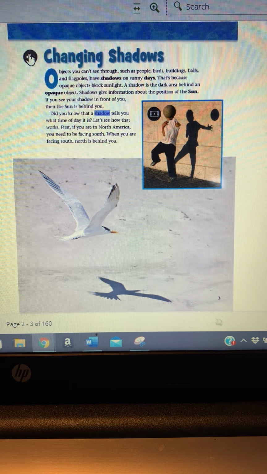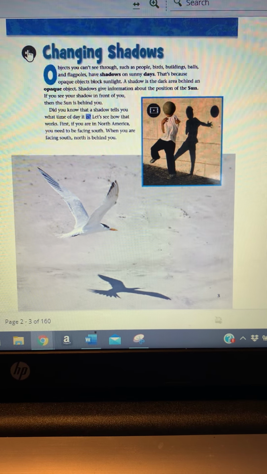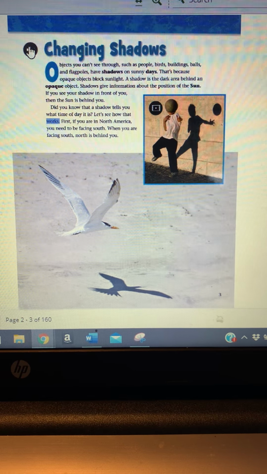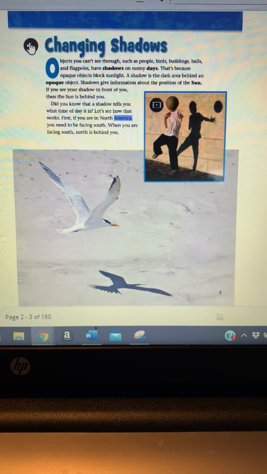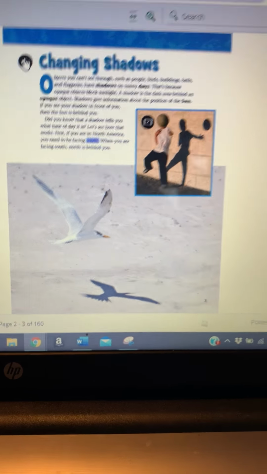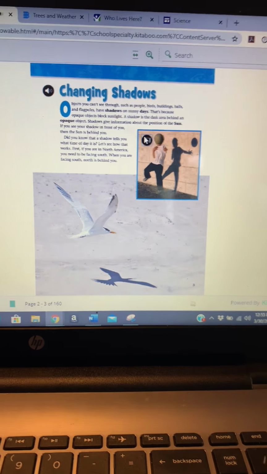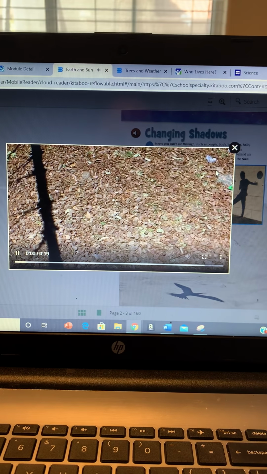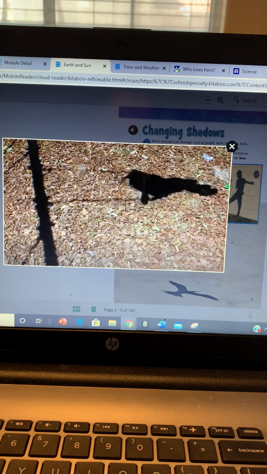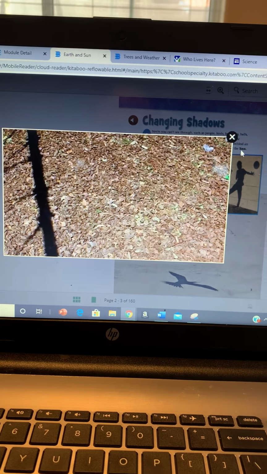Did you know that a shadow tells you what time of day it is? Let's see how that works. First, if you are in North America, you need to be facing south. When you are facing south, north is behind you. Here's a video. It's just of a kid swinging, so you can see their shadow moving around.